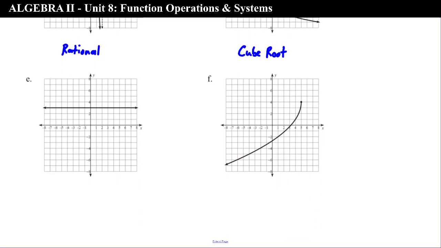For E, we have a straight line, which may make you think linear, but it's actually a special case of linear because every x value has the same y value. This is a constant function. Then for f, we have a function that ends at a point or begins at a point. So that is a dead giveaway. That is a square root function.